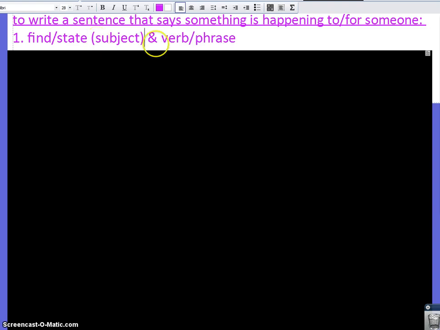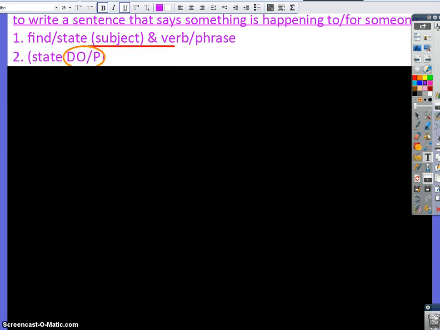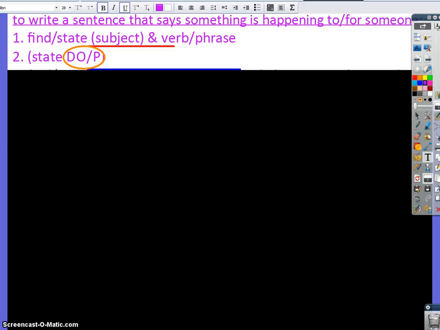I'm going to put subject in parentheses because you guys know that in Spanish you can sometimes leave out a subject if it's already clear. Step 2. State the DO, the direct object, or the direct object pronoun. I have this in parentheses as well because I suppose there might be times when you don't have a direct object, but typically if you have a sentence with an indirect object, it's also going to have a direct object, but it's in parentheses because you might not, like in sentences with gustar. And I have a circle around that because you guys already know from our direct object notes that is how we label direct objects and direct object pronouns.